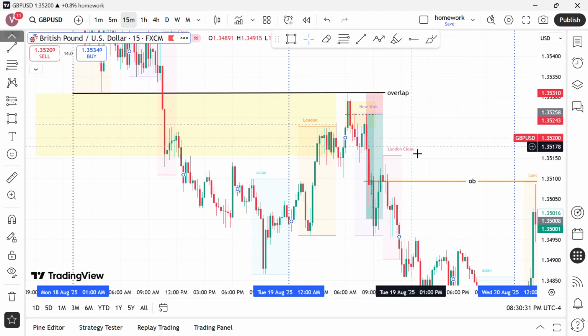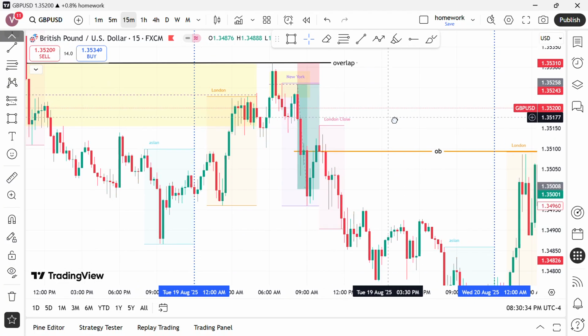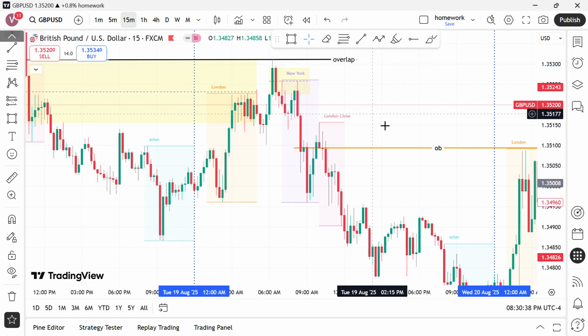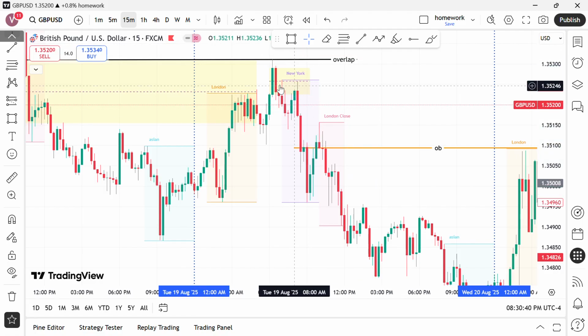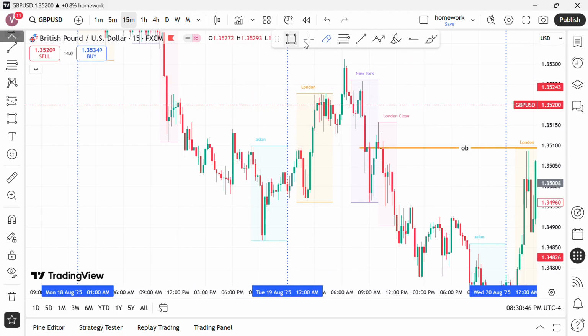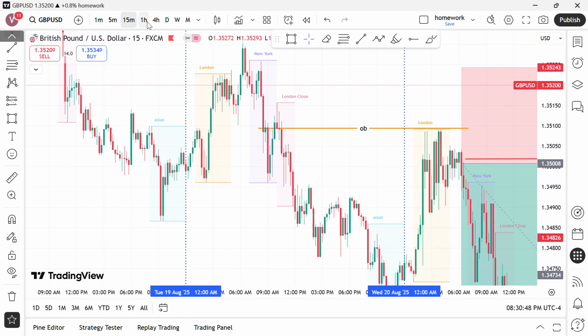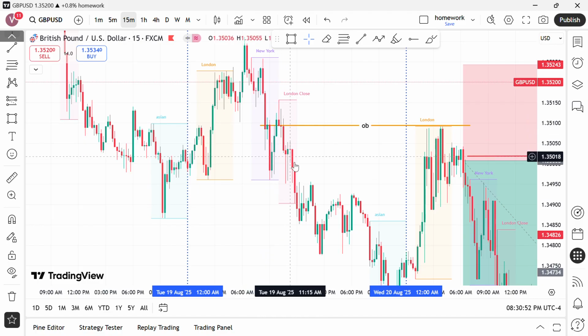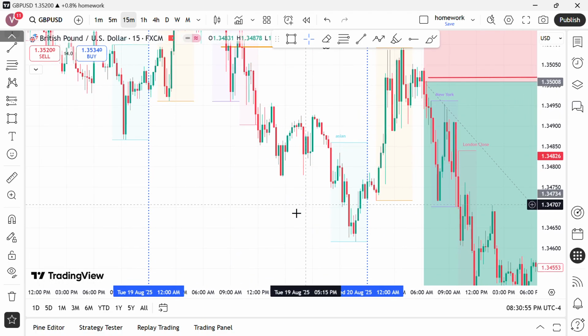So okay, this is the trade that we can leave ongoing. This was the first trade that we had. Let's remove all this and we'll go to the next day. So now on the next day, as you can see, the entire Tuesday went down.